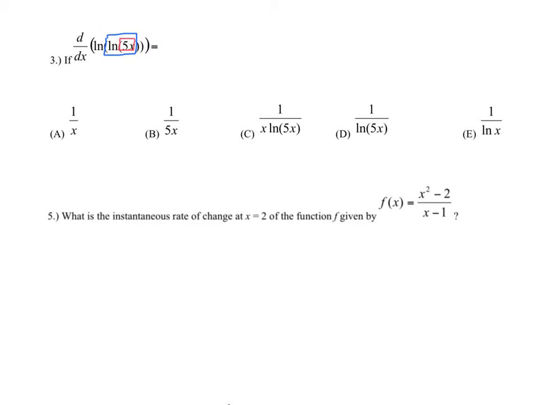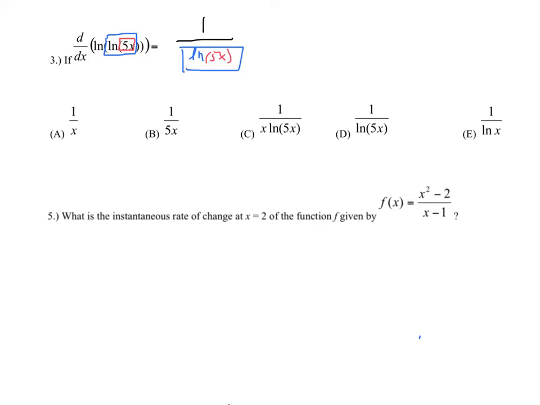So the first thing we want to do is, if we take the derivative of the natural log of anything, it's 1 over what was inside. What was inside there was the natural log of 5x. We then have to multiply that by the derivative of the natural log of 5x.